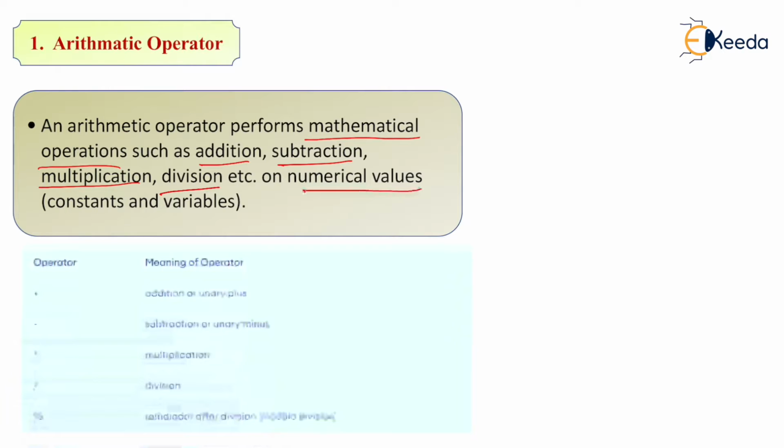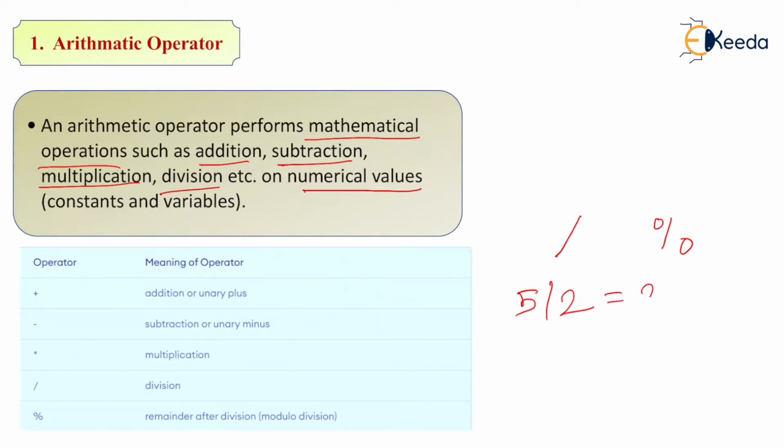The difference between division and modulus is, consider if you want to perform 5 divided by 2. You will get your answer as 2, right? That is your quotient value. And you will get your remainder value as 1. So from division, you will get the answer as the quotient value. But from the remainder, that is modulus, you will get the answer as the remainder. So that is the biggest difference between division and modulus.